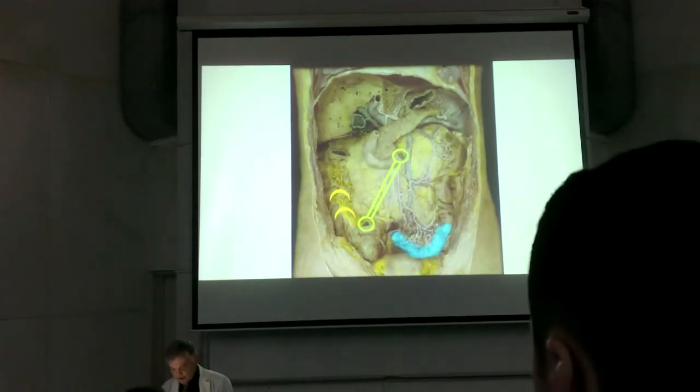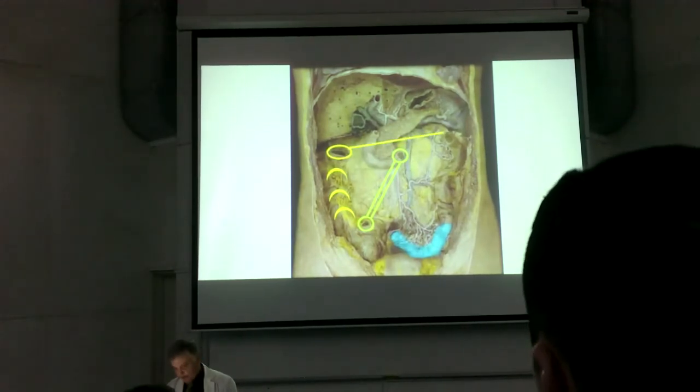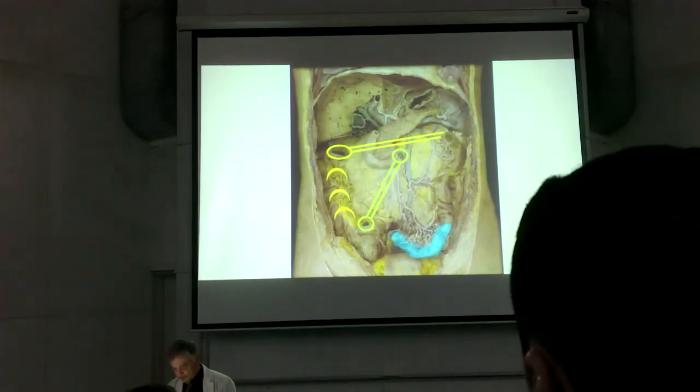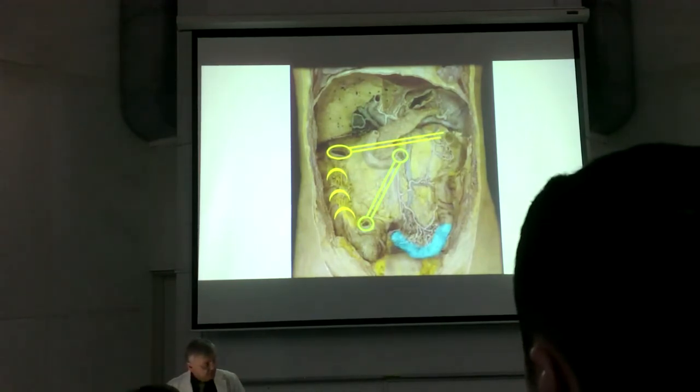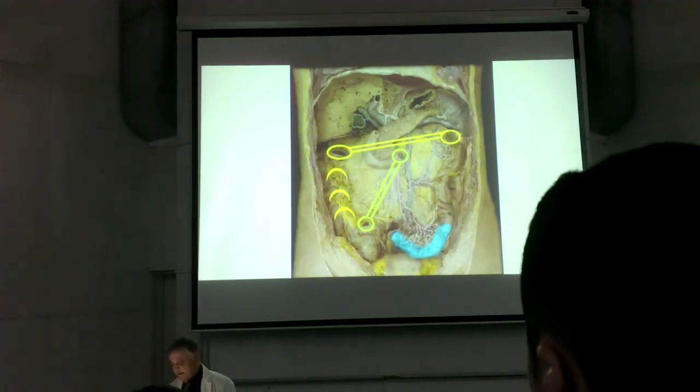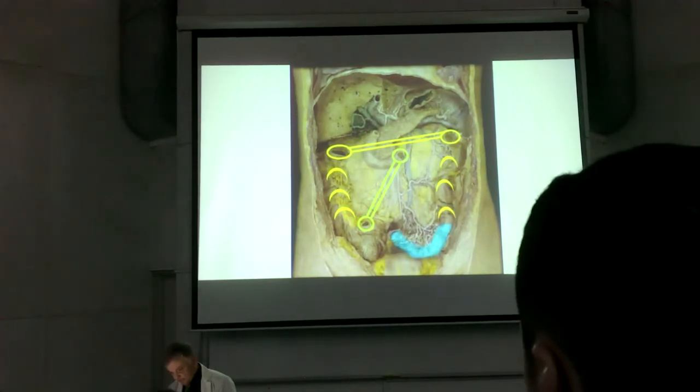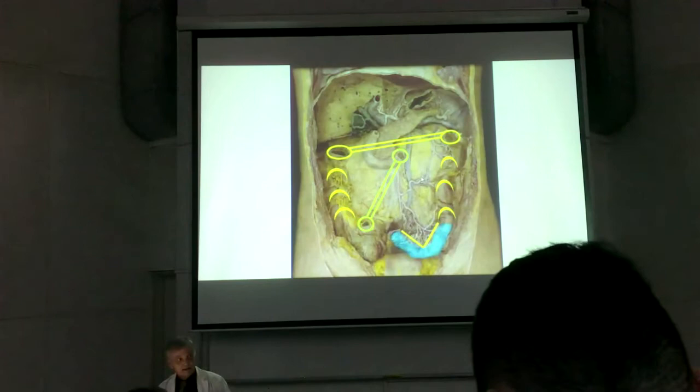What structure is this? Ascending colon? What structure is this? Root of transverse colon, mesocolon? And this is the beginning of descending colon. And this is the descending colon. This is the mesentery of sigmoid colon. Now we have this compartment and this compartment.